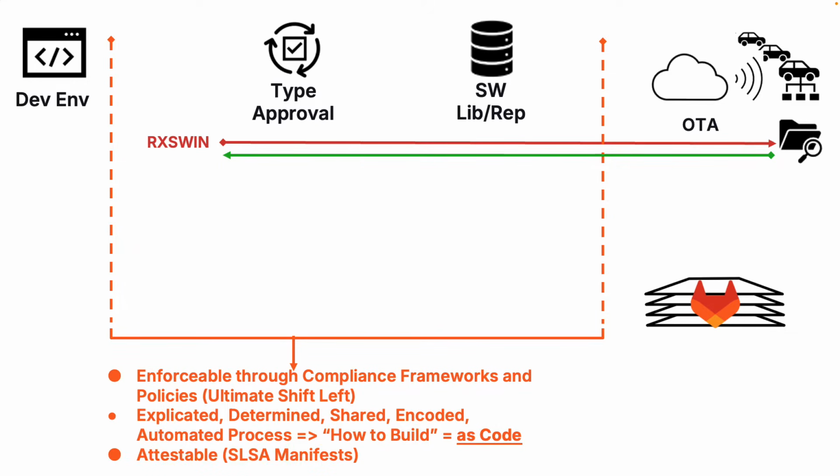Also, it's attestable. GitLab has extensive logs it keeps, but we also have embraced something in software supply chain security called SLSA manifests that start to be able to tell you exactly what happened during software build processes.